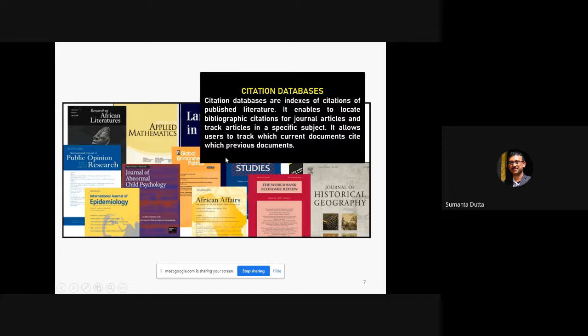We have four types of citation database. Out of that, three are very popular among us. One is Scopus, one is Web of Science, and one is Google Scholar.